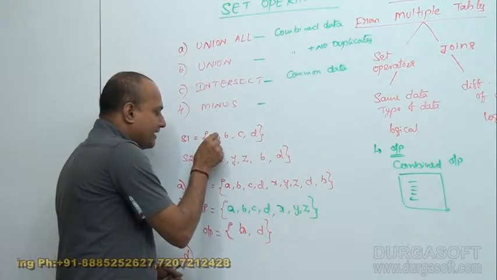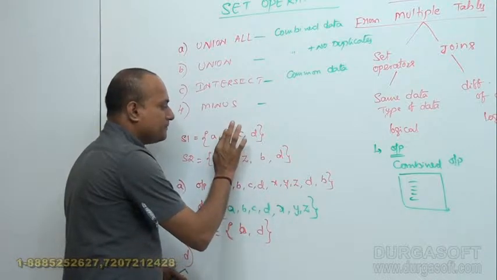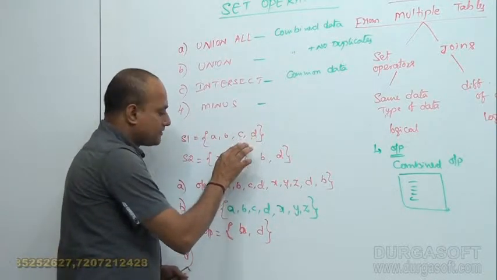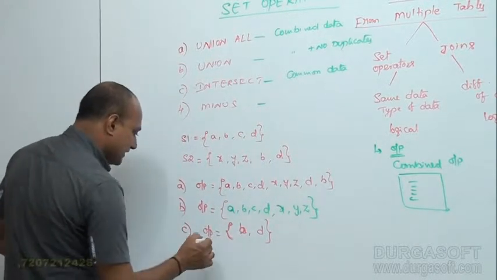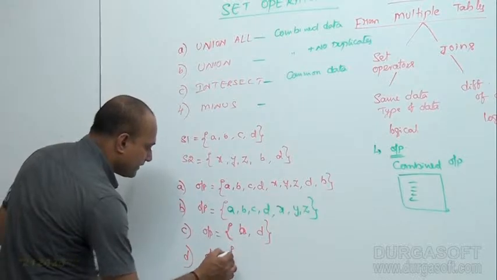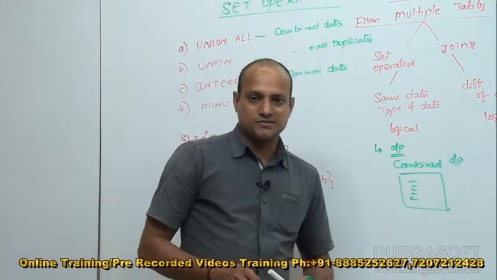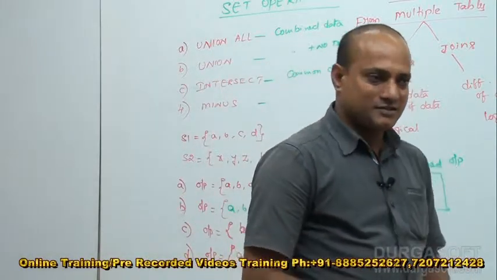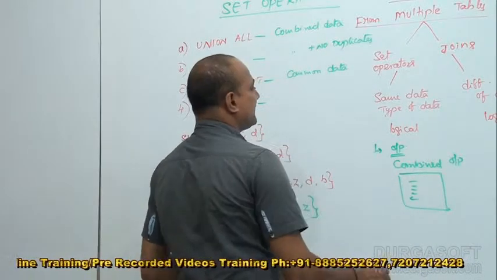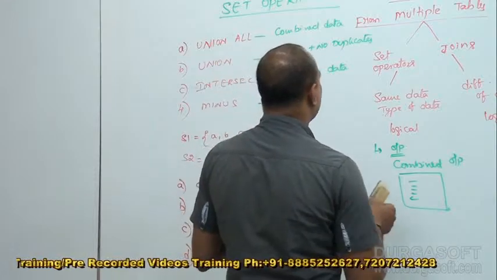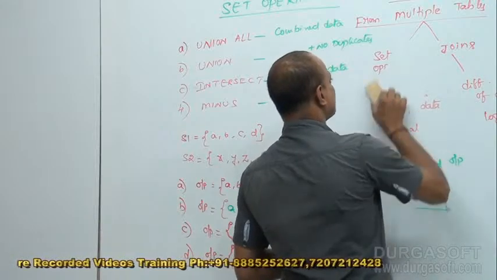Here A, is it repeating in the second? No, then display it. B, it is repeating, don't display B. C, it is not repeating, then display it. D, it is repeating, don't display it. So finally it will display A and C. B and D are repeated values, so don't display them, right? That is done by the minus operator. Now let me write 2 or 3 sample queries. Let me erase this.